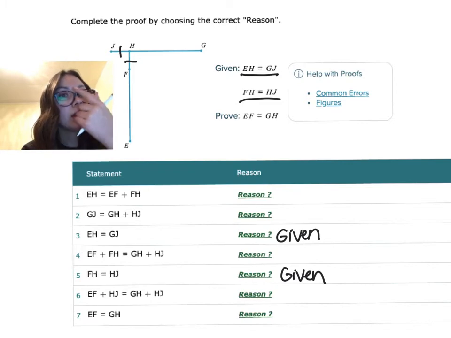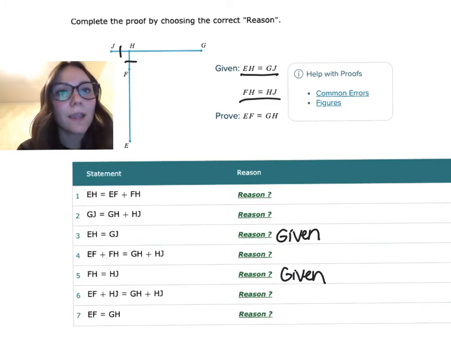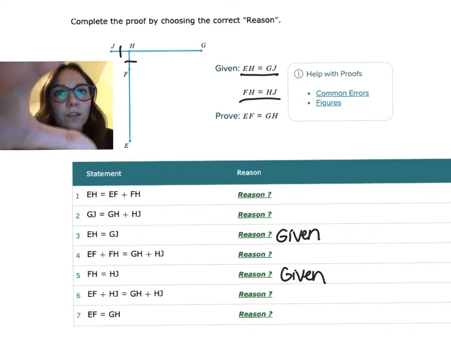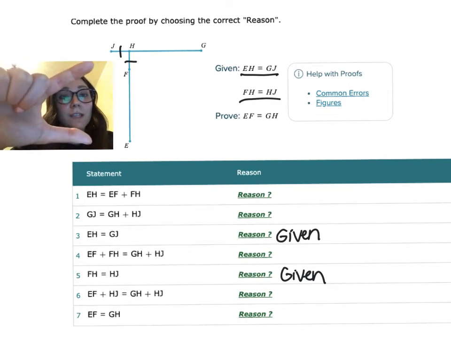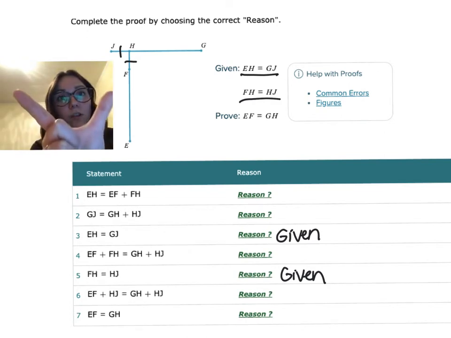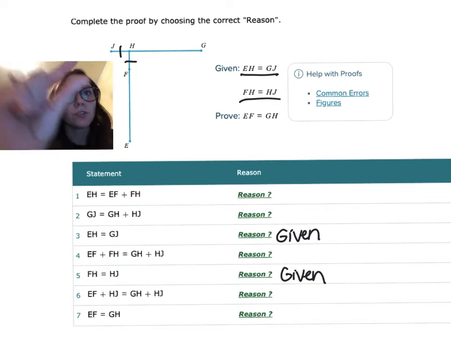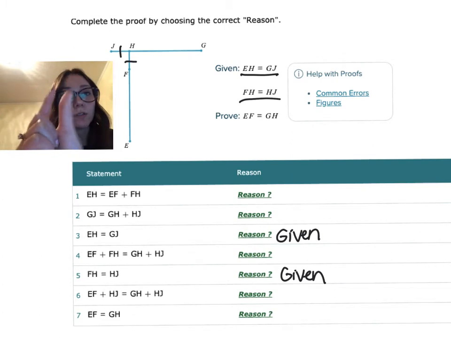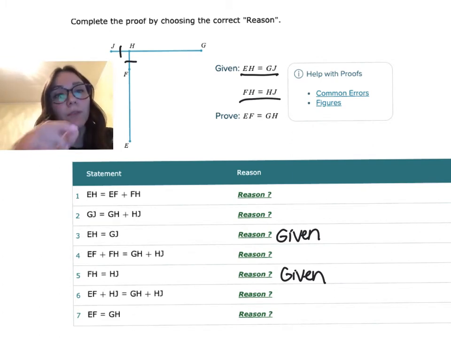All right, so EH, what we're given, I'll try and use my fingers here, is a whole, okay? Same thing with GJ, it's a larger whole. FH and HJ are smaller parts. And what we want to prove is something about the parts not mentioned, EF and GH.